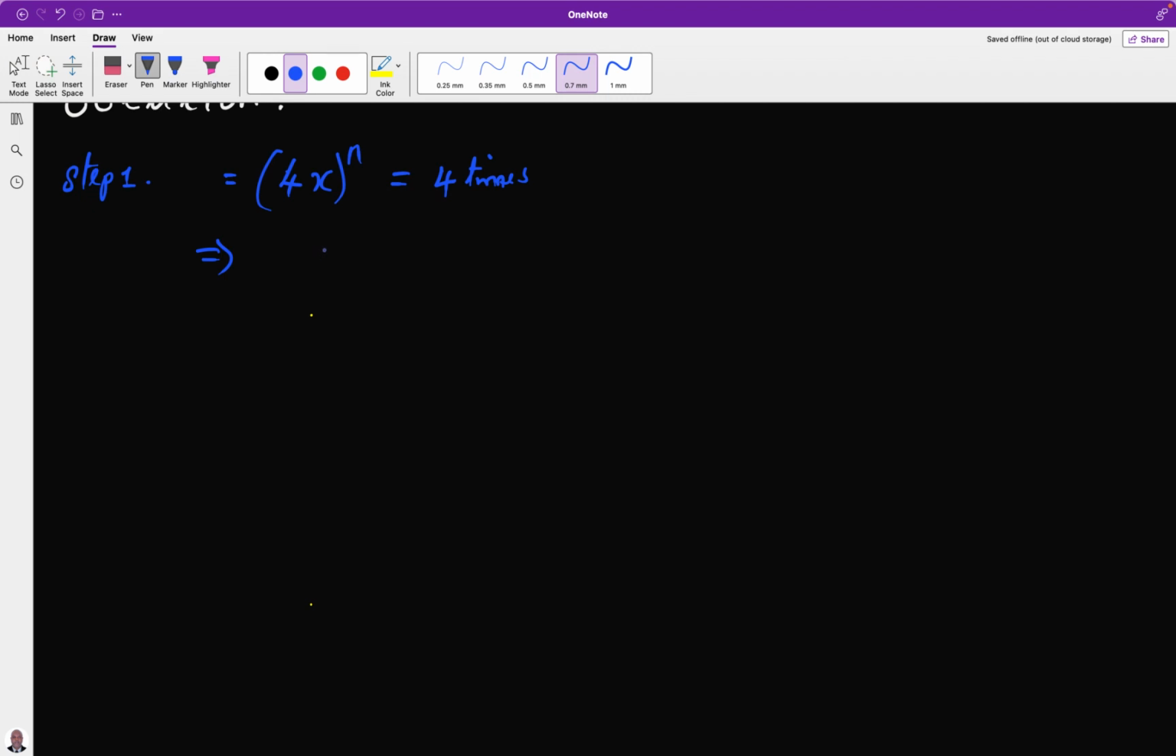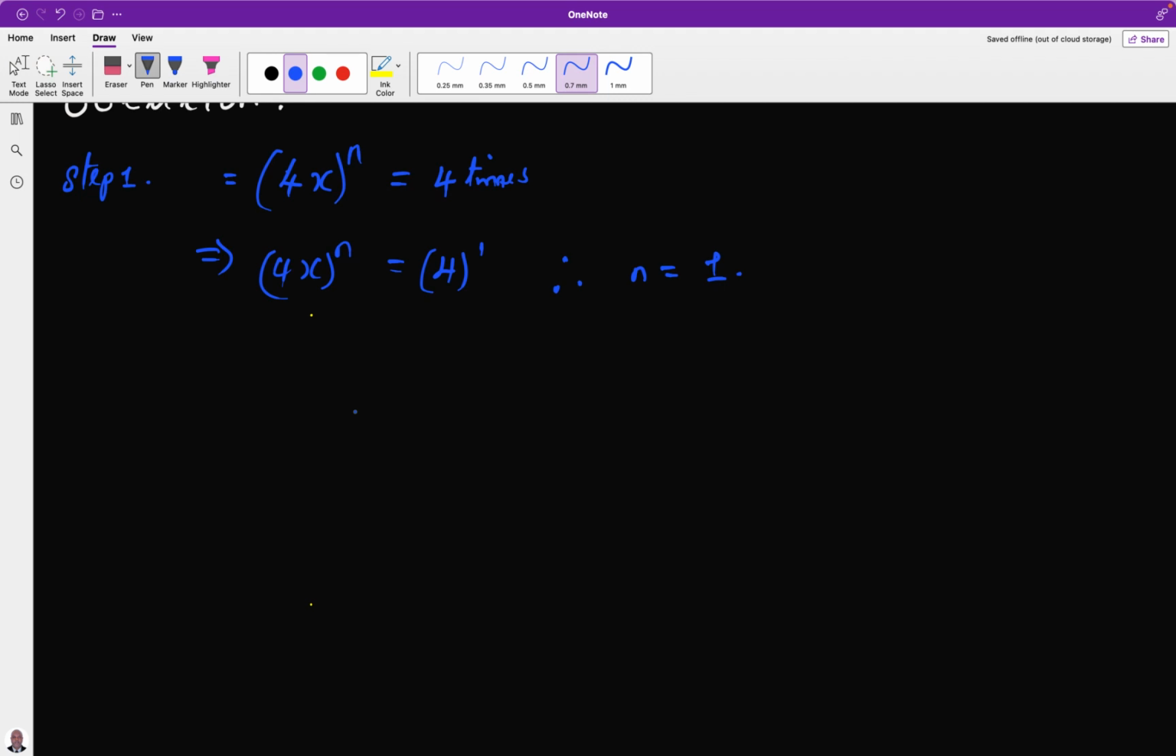Solving the maths, we will have 4x to the power n equals to 4 to the power 1. Therefore, n is equals to what? n is equals to 1.